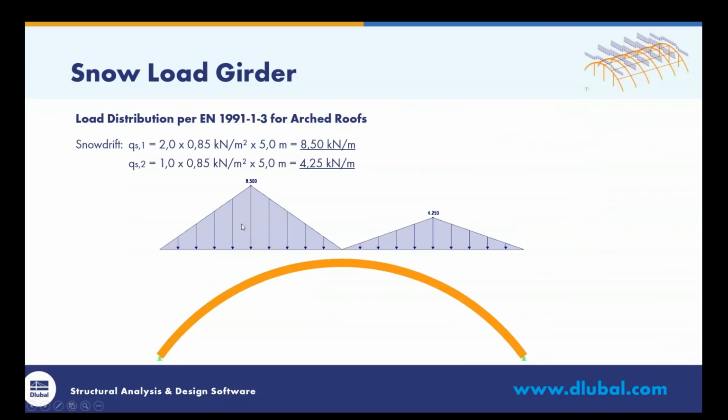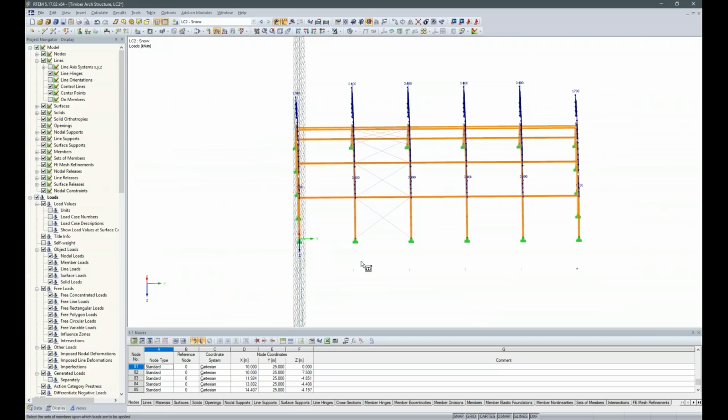Okay, next load case is supposed to be snow drift. So we have 0 at the beginning, 8.5 at the quarter, then in the middle again 0, half of the 8.5 on the other side, and so on. And we change back.